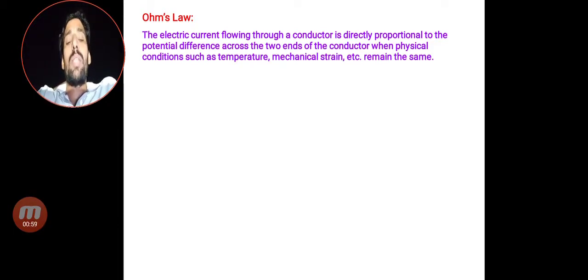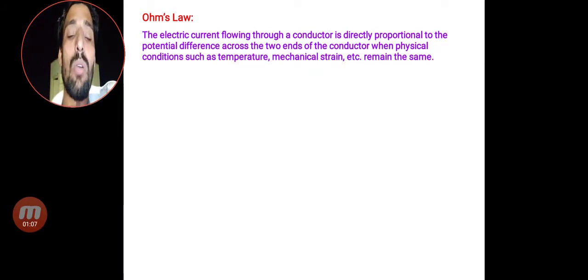R is the resistance of the conductor, which is constant, but R is constant only at a constant temperature. The resistance of a conductor will vary with variation in temperature. So, for Ohm's law, the temperature of the conductor must be constant.